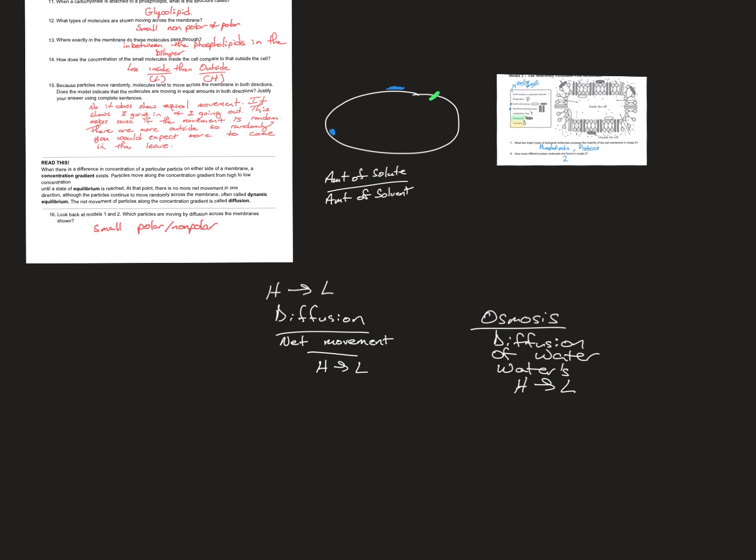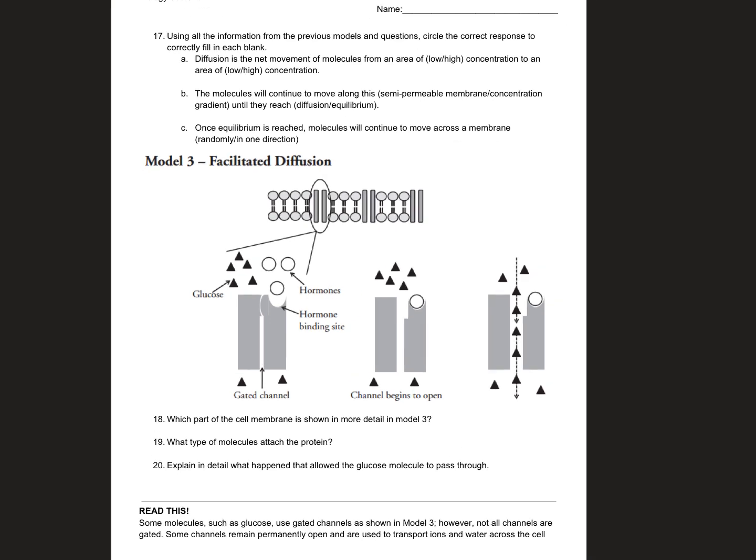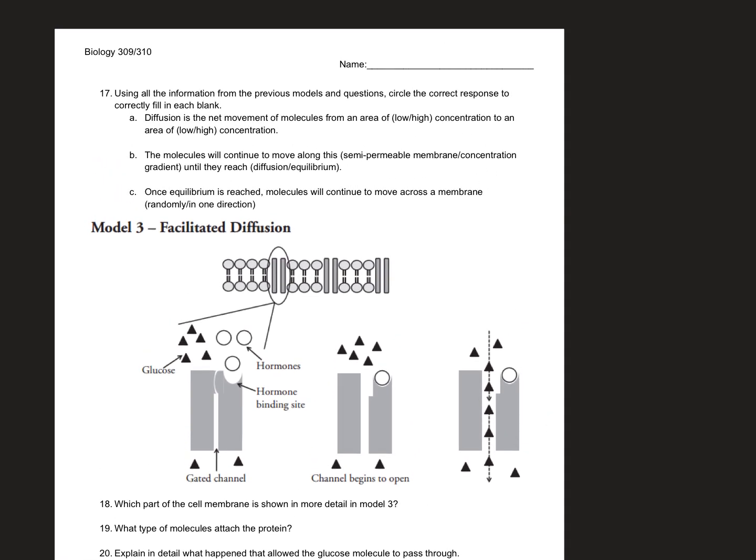All right, so let's move on. Number 5, page 5 out of 12. Using all the information in previous models and questions, circle the correct response to correctly fill in each blank. Diffusion is the net movement of molecules from an area of high concentration to an area of low concentration. The molecules will continue to move along this concentration gradient until they reach equilibrium, and we call that dynamic equilibrium.